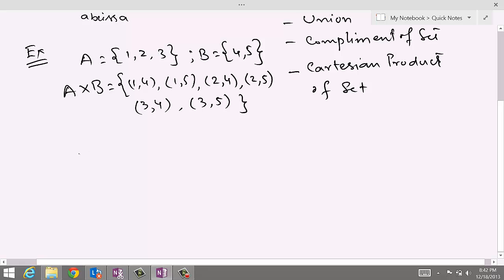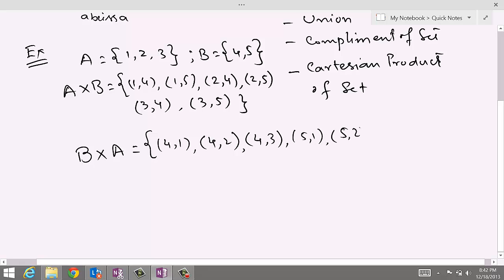If we were to find B cross A, then the first element will come from which set? You're right. The first element will come from B now, because B is in the first place. So this time the set of ordered pairs that can be formed from B cross A will be (4, 1), (4, 2), (4, 3), and then (5, 1), (5, 2), and (5, 3). This is what is called the Cartesian product of sets.